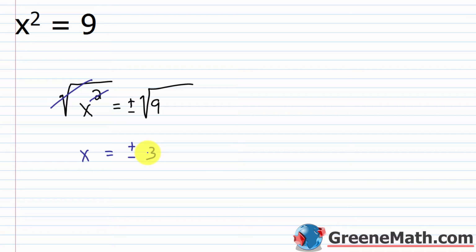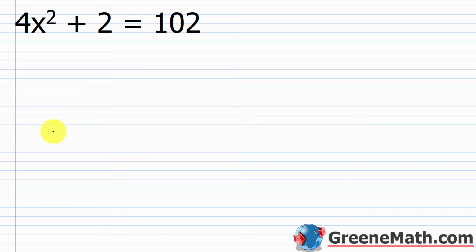Now, don't get fooled here. This is two different solutions. This tells me right here that I have x is equal to positive 3, or x is equal to negative 3. Again, if I plugged in a 3 here and I squared it, I'd get 9. If I plugged in a negative 3 and squared it, I'd also get 9. So we're accounting for both of those possibilities with this plus or minus here.